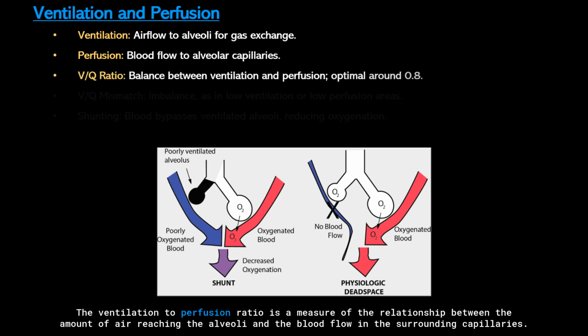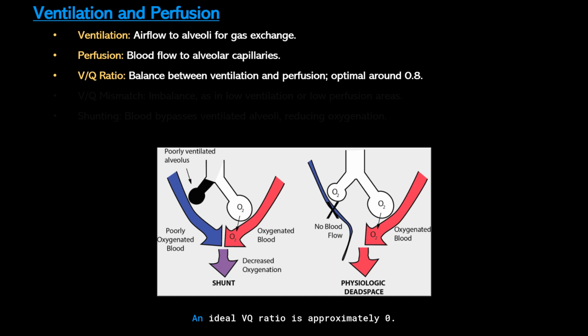The ventilation to perfusion ratio is a measure of the relationship between the amount of air reaching the alveoli and the blood flow in the surrounding capillaries. An ideal VQ ratio is approximately 0.8, meaning ventilation is slightly less than perfusion under normal conditions. Disruptions in this ratio can lead to inefficient gas exchange.